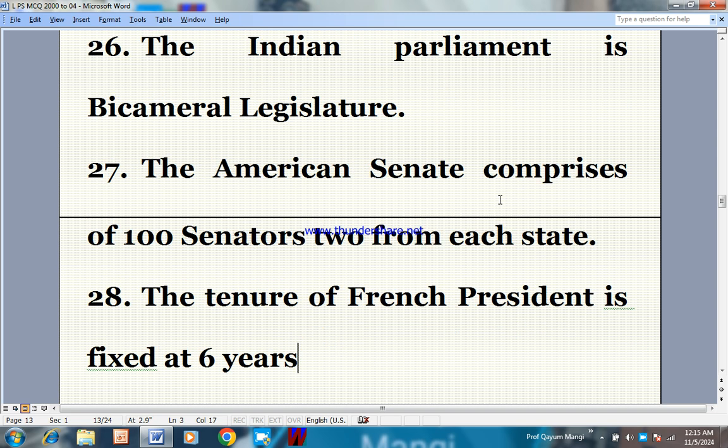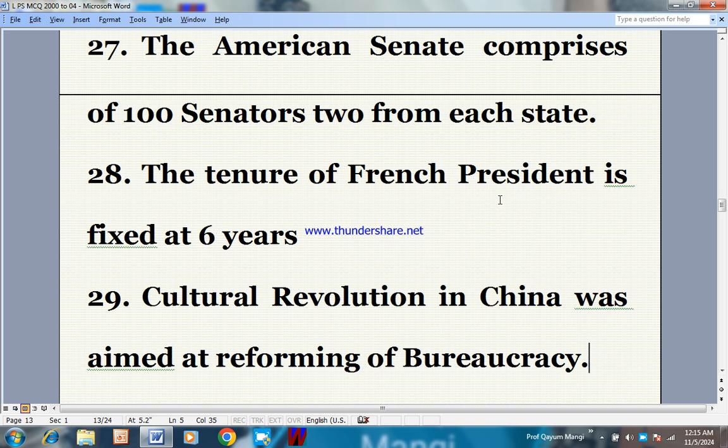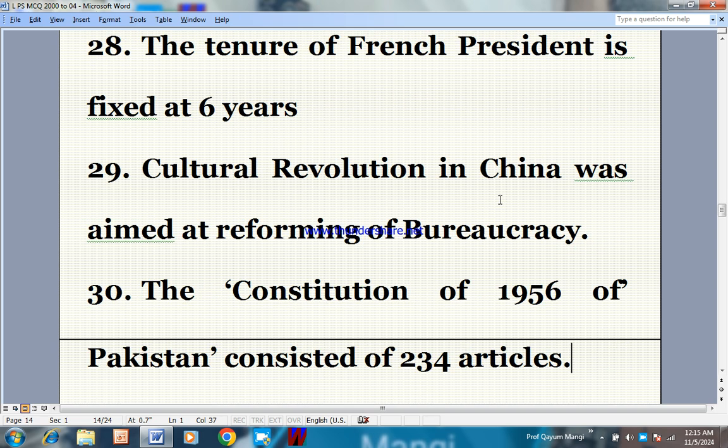Number 26, the Indian Parliament is a bicameral legislature, or it has two chambers, lower chamber and upper chamber, Lok Sabha and Rajya Sabha. Number 27, the American Senate comprises 100 senators, two from each state. Number 28, the tenure of the French president is fixed at 6 years.